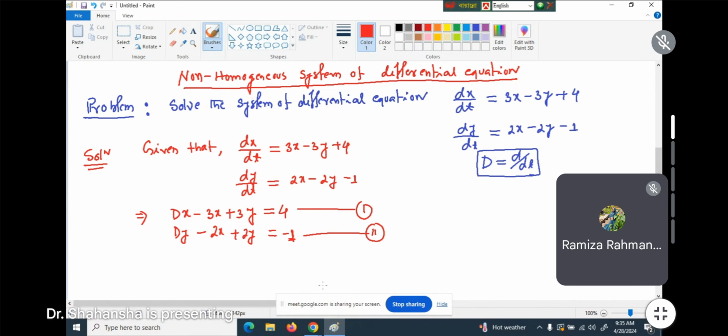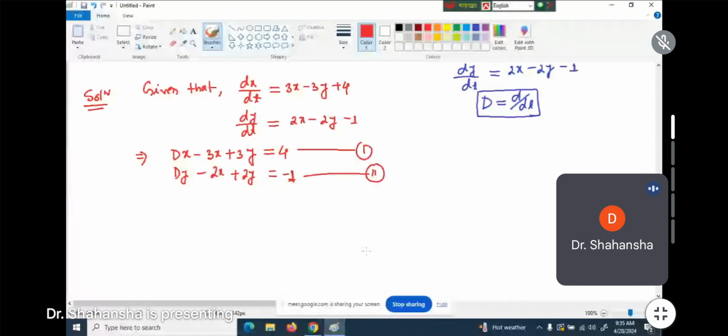Now, from the last class, we discussed that when you get any system of differential equations and want to solve it, at first you have to convert all the differential operators with respect to x or with respect to y. If you want it with respect to x, you must eliminate y. So from the first equation, there is no differential operator on y. And the second has Dy.